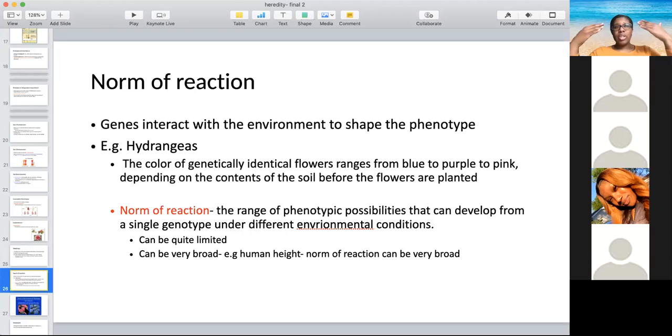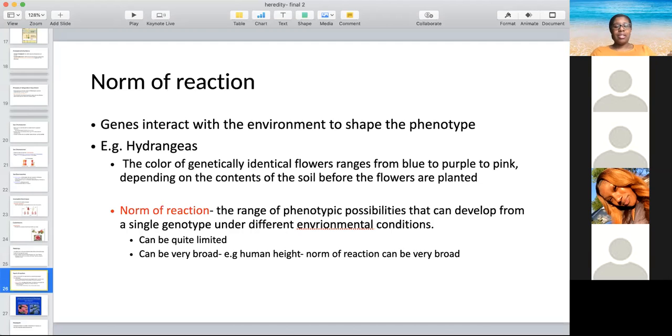So make sure you understand that if we inherit a particular genotype, we know what the phenotype should look like physically. We know that this gene codes for this particular trait, that gene codes for that particular trait, and this is what we should see in the phenotype. Well, when we factor in environmental conditions, we now know that we can actually have a range of phenotypic possibilities. All right.